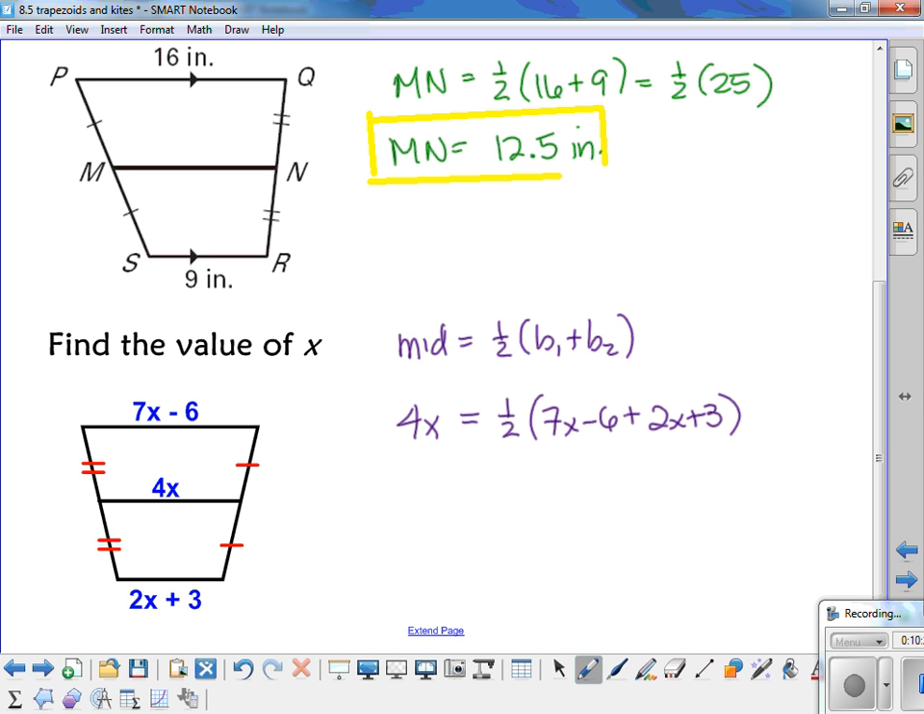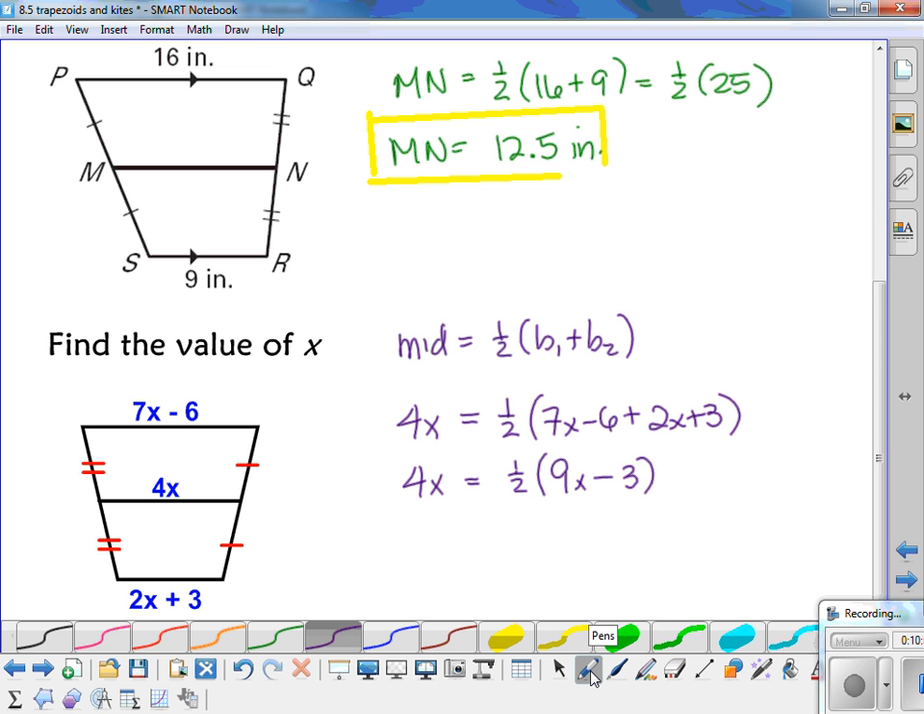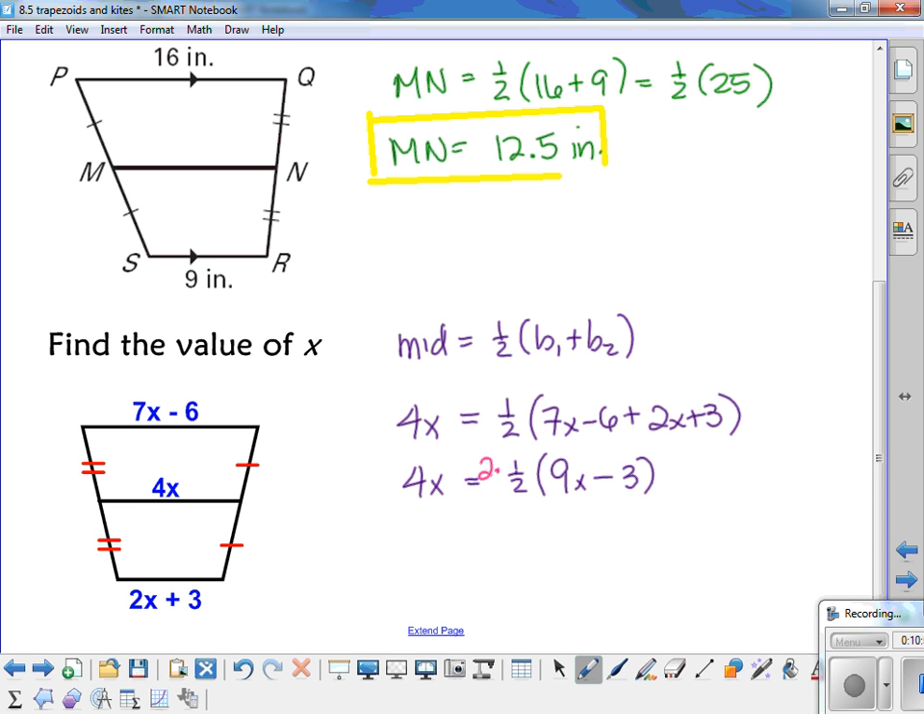and we can go ahead and combine our like terms there in our parentheses. If we do that, 7x and 2x is 9x, and negative 6 plus 3 is minus 3. So since I don't have even numbers inside my parentheses, I'm going to go ahead and multiply both sides times 2 so that I don't have to deal with the fractions.